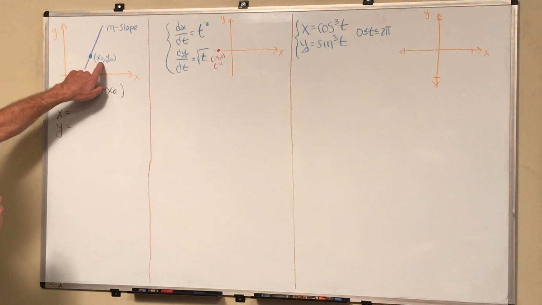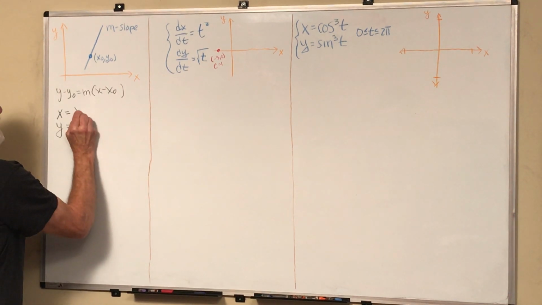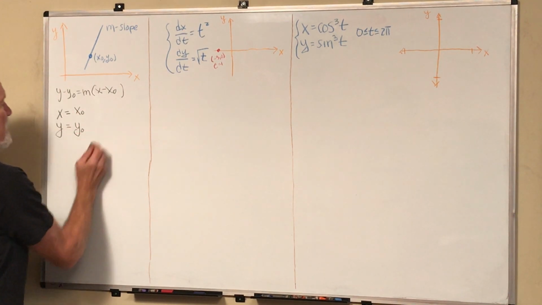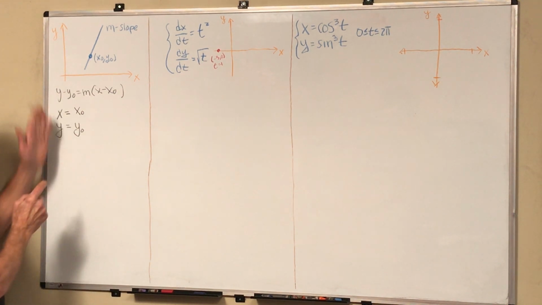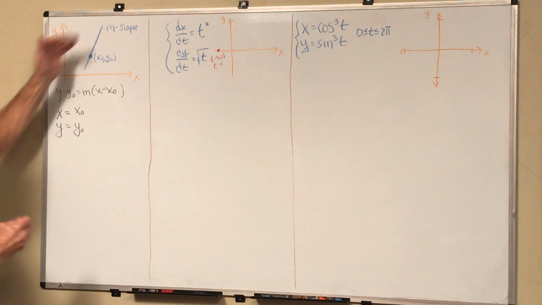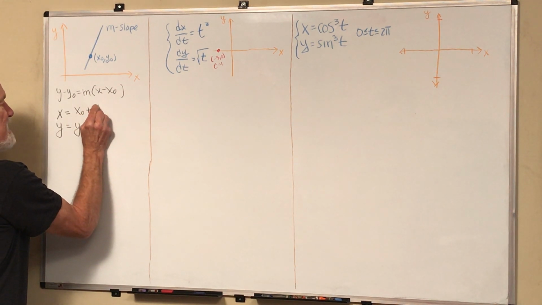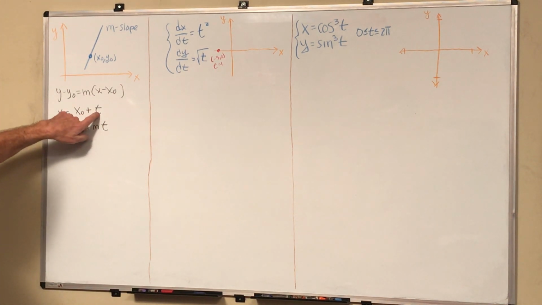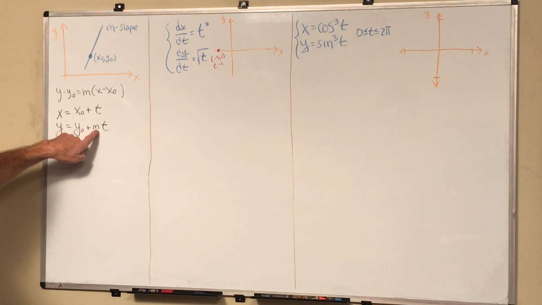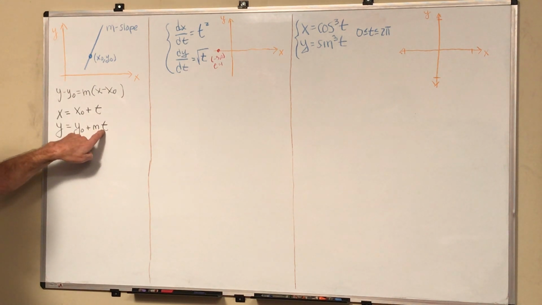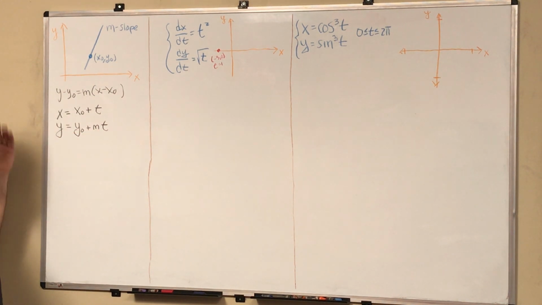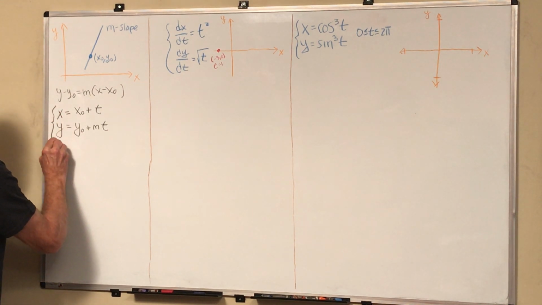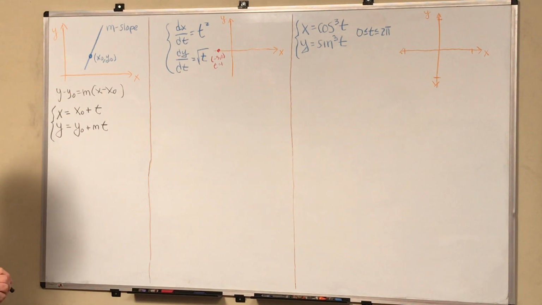Well, to make sure that it goes through the point x0, y0, it would be easy just to put those in there. And then, to make sure that it has a slope of m, if we put plus t here and plus mt here, that means for every time t goes up by 1, that's going to make x go up by 1, and y is going to go up by 3 times that much. So that's what it means to have a slope of 3. So this should be a way that you can write any straight line. If you know the point and the slope, you can write the parametric equations.